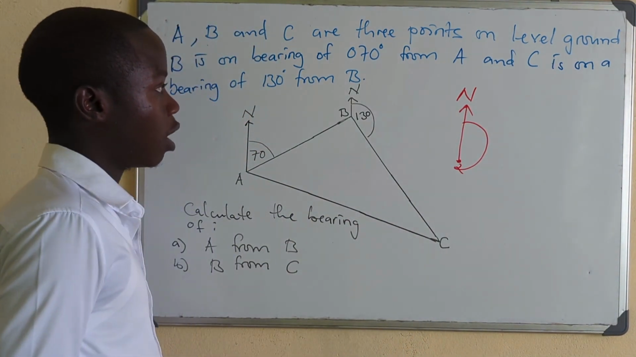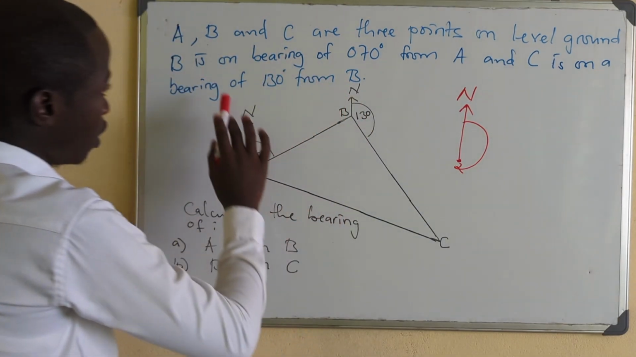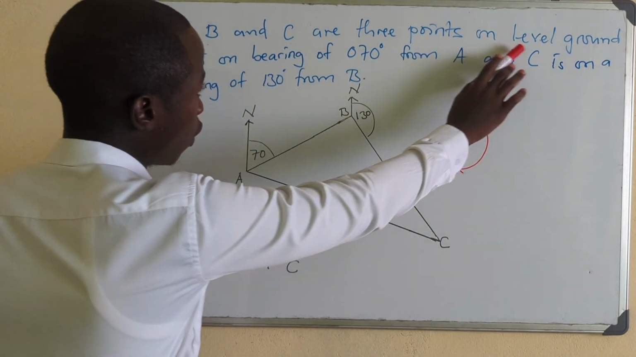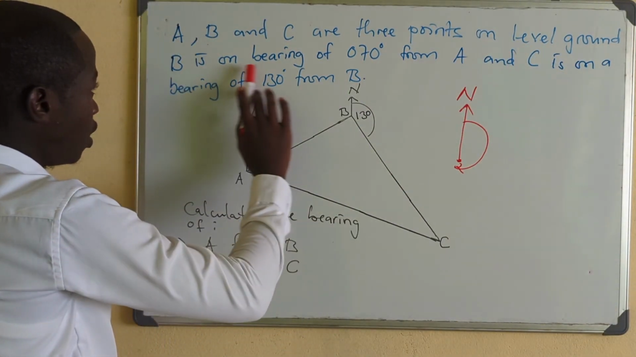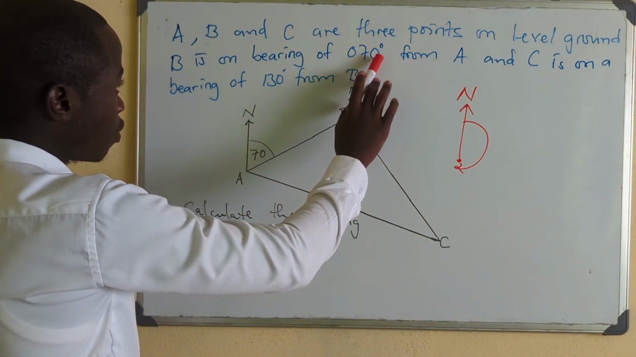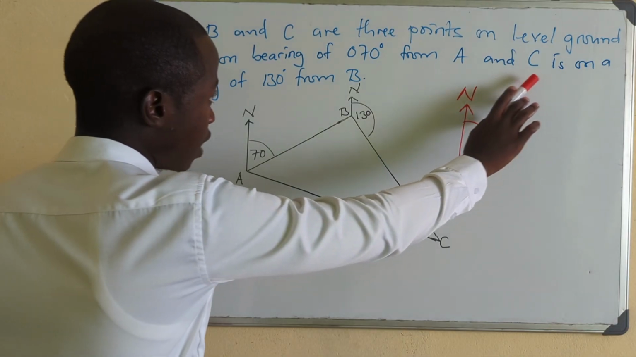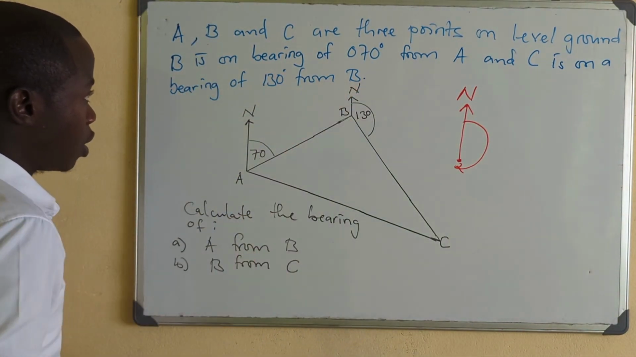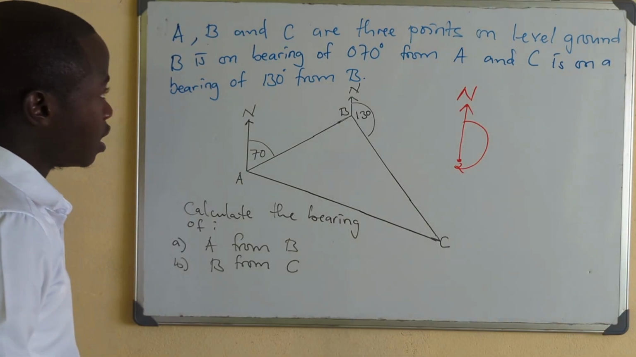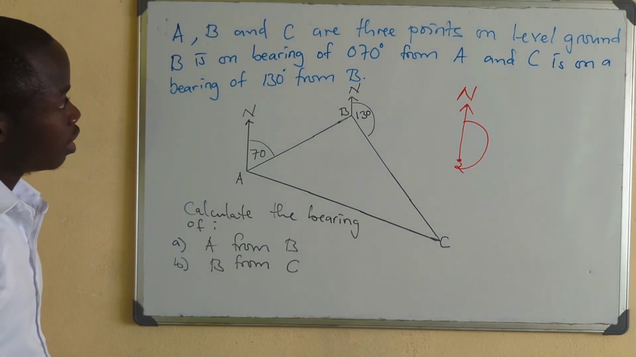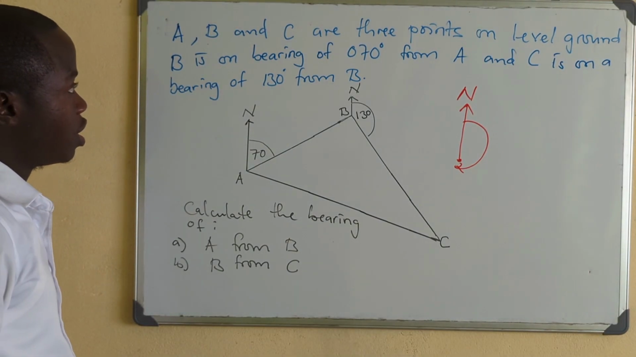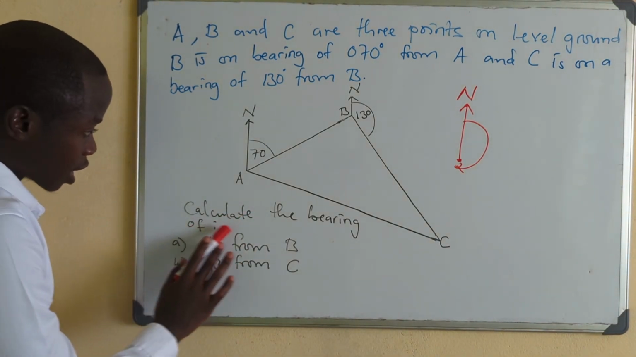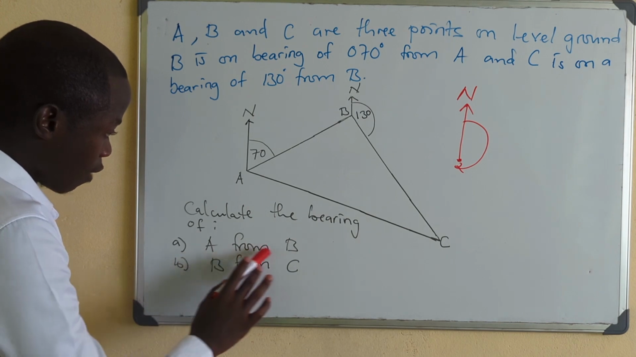The question says A, B and C are 3 points on level ground. B is on a bearing of 070 degrees from A and C is on a bearing of 130 degrees from B. A bearing is measured in degrees and expressed in 3-digit numbers. The first question says, calculate the bearing of A from B.